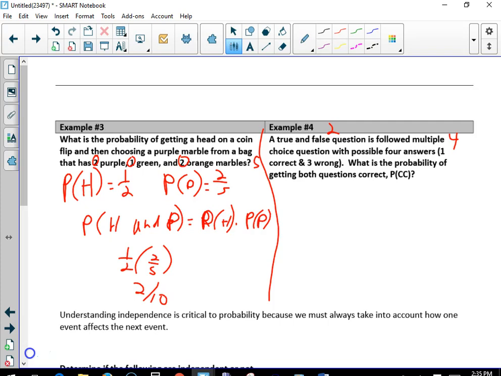Okay. So the probability of a correct true and false is 1 out of 2. The probability of a correct on multiple choice is 1 out of 4. So, probability of both, just shorthanded here now, so we've kind of been writing it every time, is 1/2 times 1/4, which is 1/8. You have a 1 in 8 chance of getting them both correct.